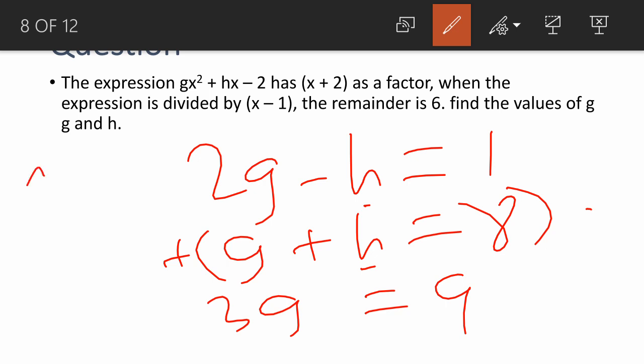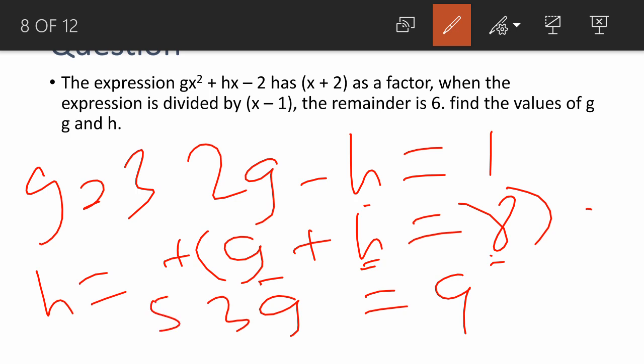Okay, so that means that my g is equal to 3. Okay, I can get h from equation 2. Now, since g plus h is equal to 8 and my g is 3, it means that my h is definitely equal to 5. So my g is 3 and my h is equal to 5.